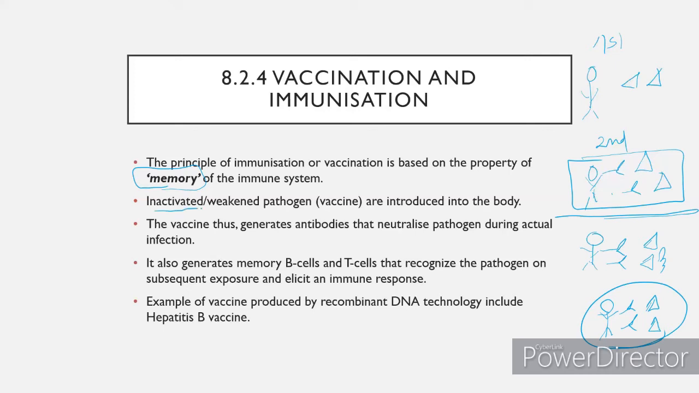So inactivated or weakened or deactivated pathogens are introduced into the body. The vaccine thus generates antibodies that neutralize the pathogen during actual infection. It also generates memory B cells and T cells that recognize the pathogen on subsequent exposure and elicit an immune response. An example of a vaccine produced by recombinant DNA technology is the hepatitis B vaccine.